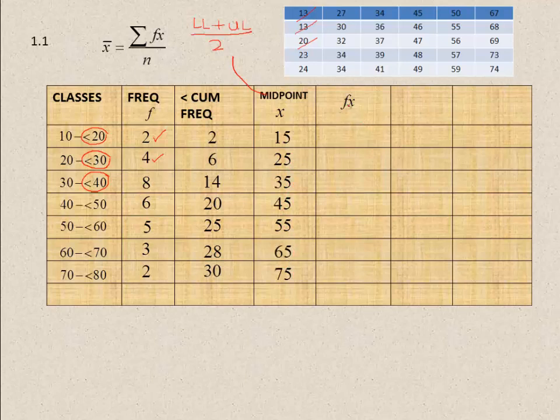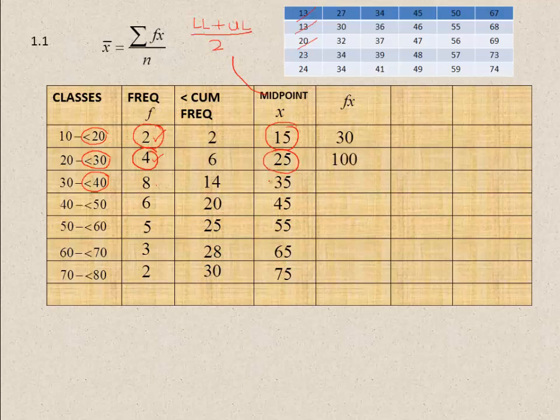Then I go to the next one, guys, which is f times x. f times x is the frequency multiplied by the midpoint. Now I'm going to highlight this for you. It's the frequency multiplied by the midpoint. 2 times 15 is 30. What about the next one? It's going to be 4 multiplied by 25.